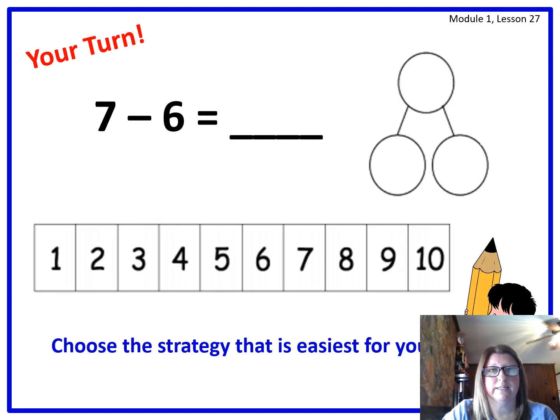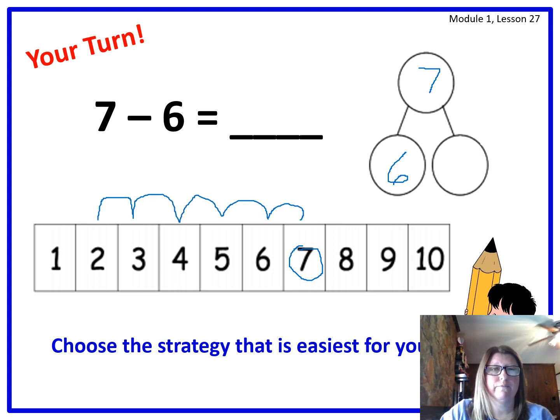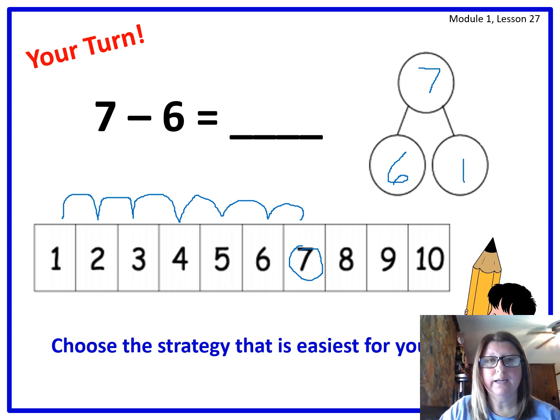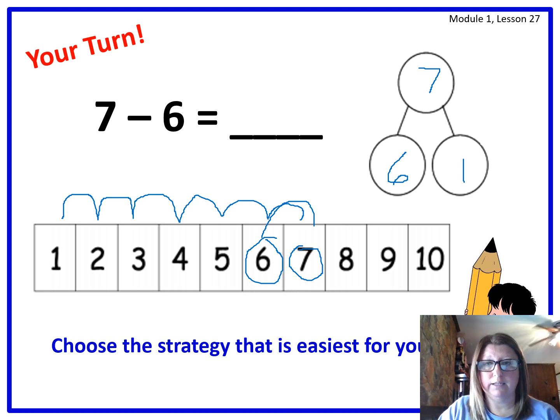So let's look at 7 minus 6. Let's see which strategy is going to be the easiest for this one. So 7 is our total and 6 is our part. If I started with 7 and counted back, it's 1, 2, 3, 4, 5, 6, and my answer is 1. Or I could count on. So I would start with 6 and go up to 7. 1. So in that case, the counting on strategy looked easier and is easier than the counting back strategy.